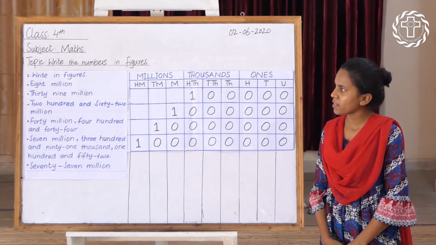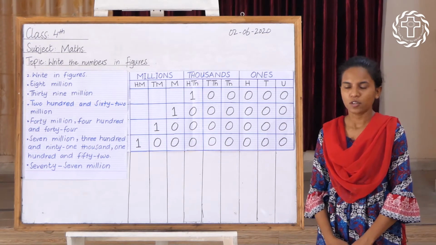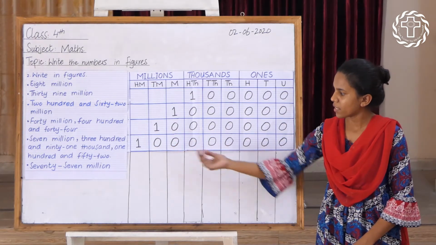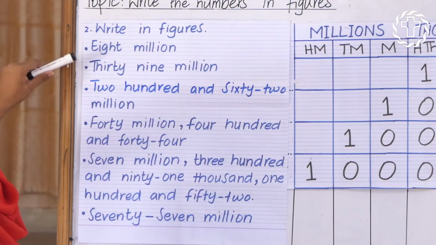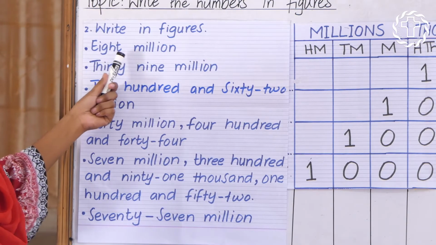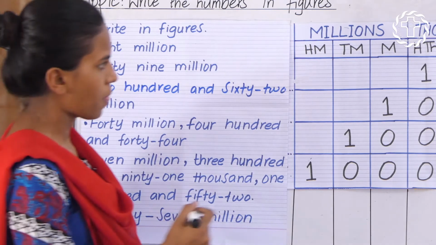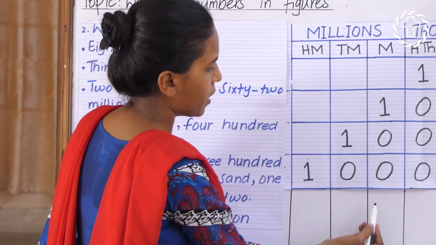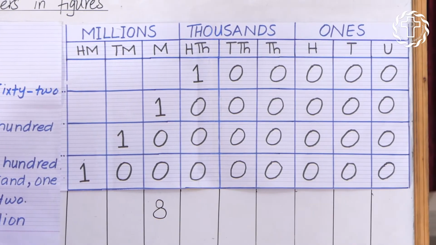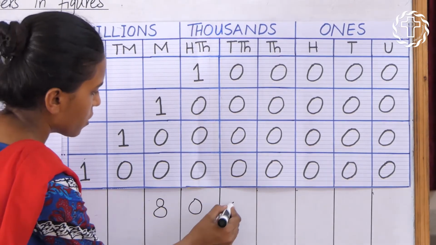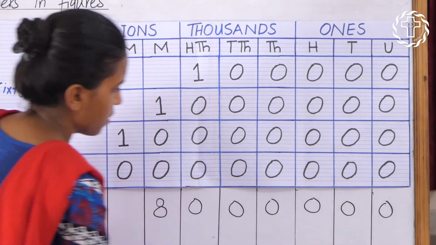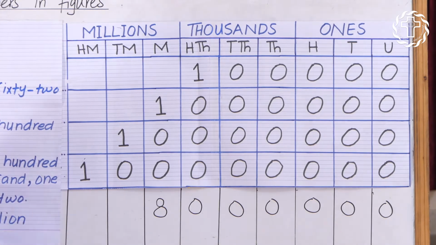Today our topic is write the numbers in figures. Today we will learn how we can write these words into numbers. This is 8 million. So how can we write this in numbers, in figures? This is the column of millions. We will put 8 in the million column and then we will put zeros in the rest of the columns. This is 8 million.